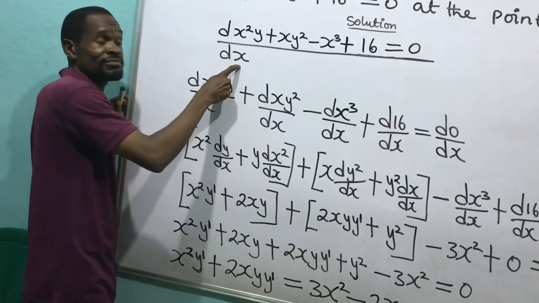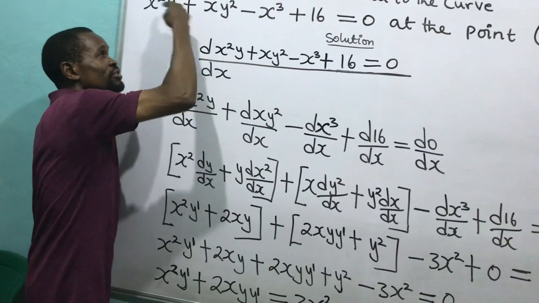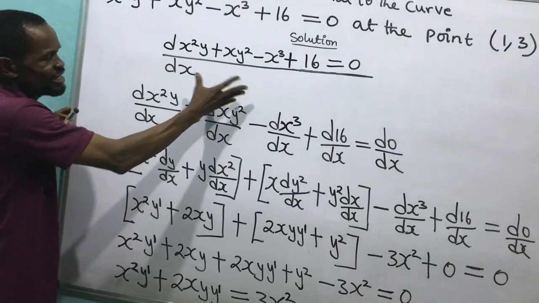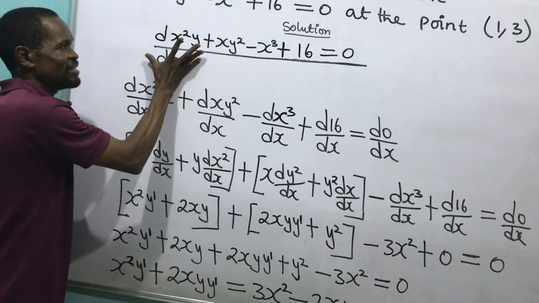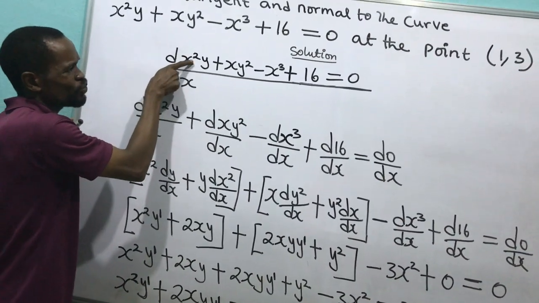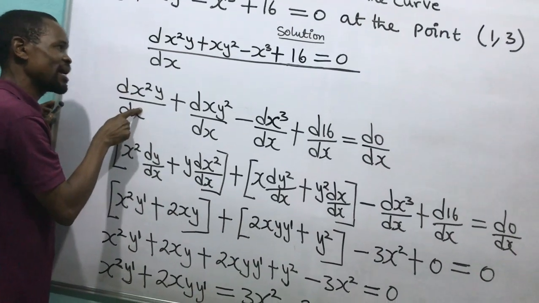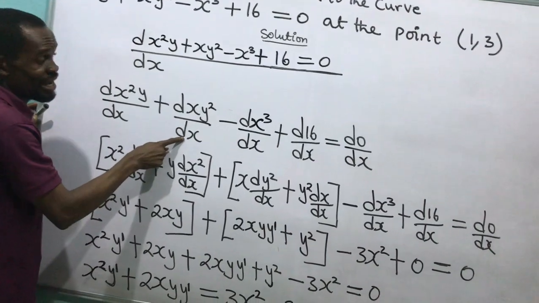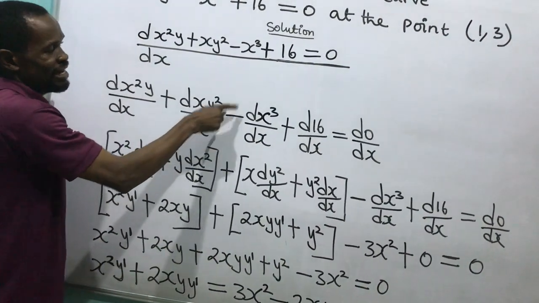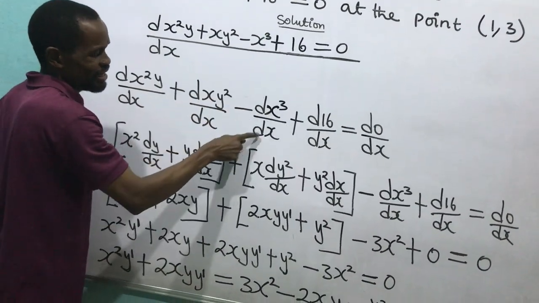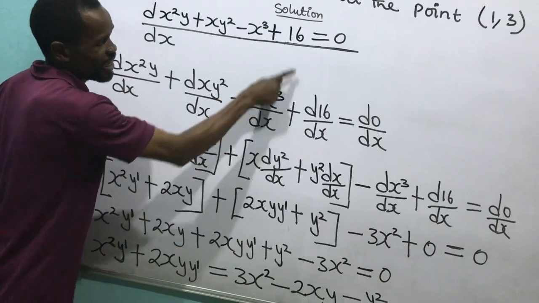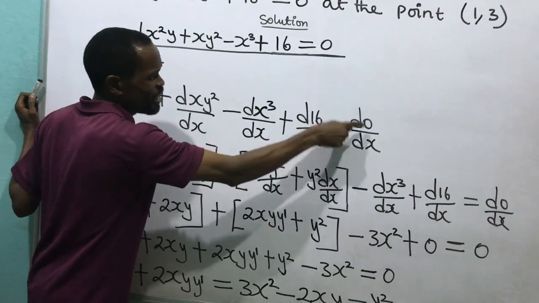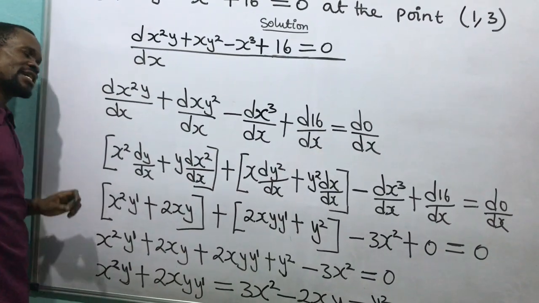Look at it here. That's my function. Change in this function in respect to x will give me the slope. Now, differentiating this, I have to differentiate it part by part. I'm going to differentiate x squared y in respect to x, plus xy squared in respect to x, minus x raised to power 3 in respect to x, plus differentiating 16 in respect to x, then equal to differentiating 0 in respect to x. I have started my journey.